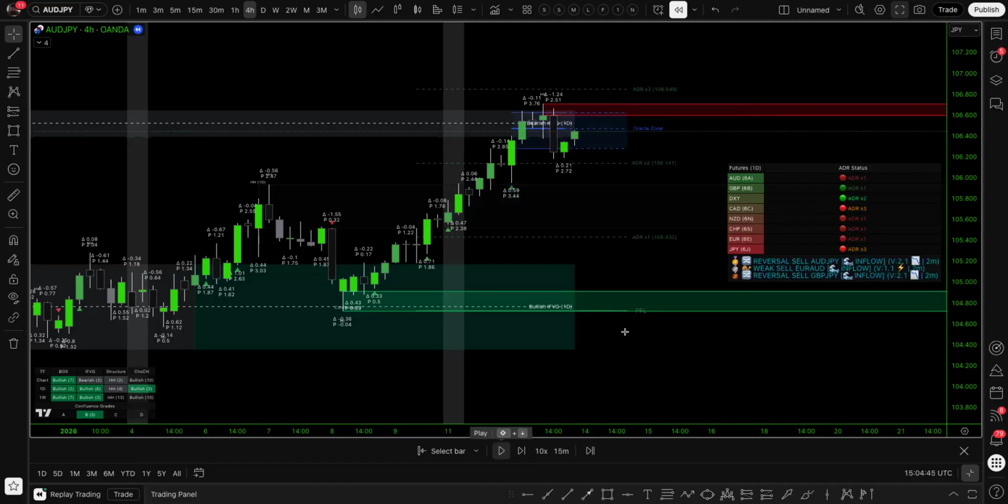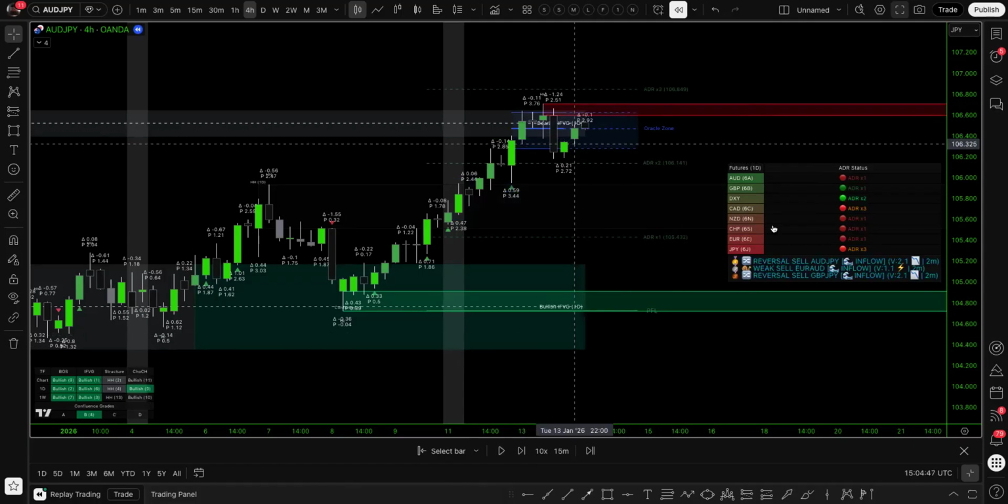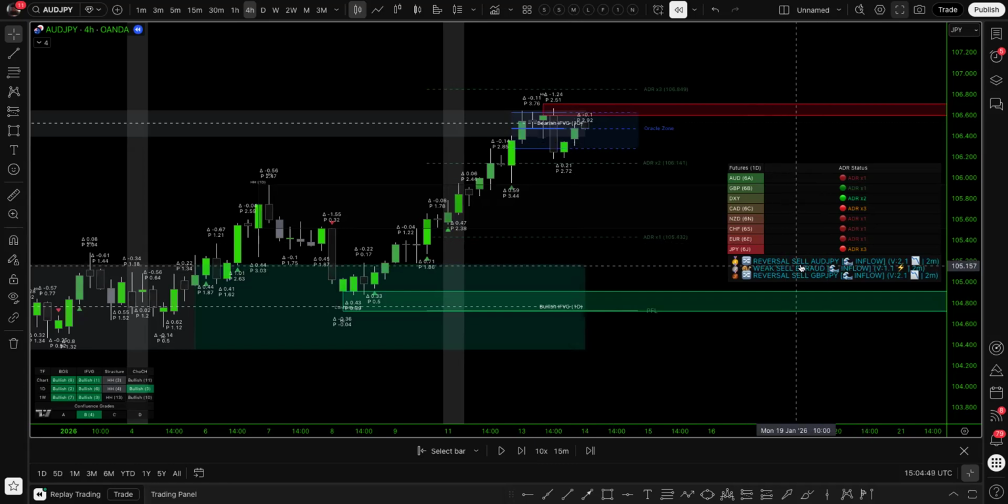Boom. Now what does it tell you? By the next day, which is the Tuesday market open, reversal sell on JPY. Now it's telling you there's an inflow for this sell. There's an inflow. Like I said, what I'm gonna do is try and make it explain which inflow it is. Because now you see what I'm saying? But how do we know this?